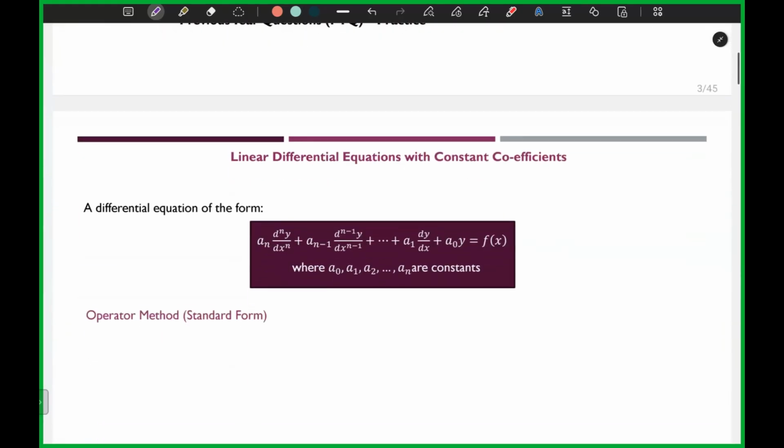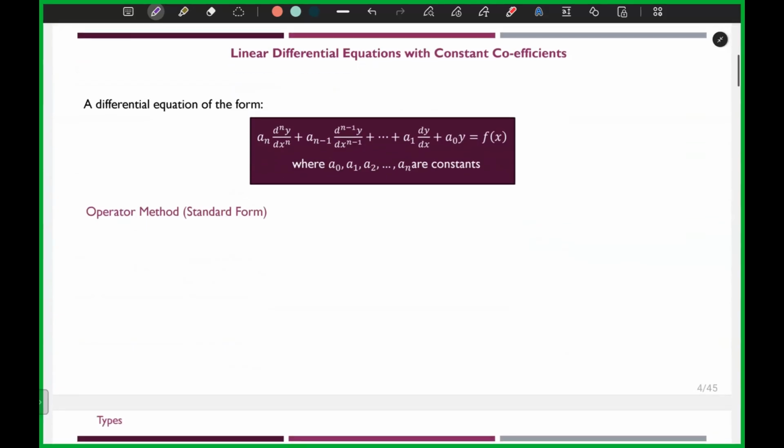So what is the linear differential equation with constant coefficient? So we can see a differential equation of this form: an d^n y over dx^n plus a_(n-1). So differential equation of this type.